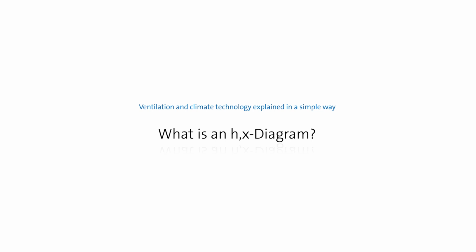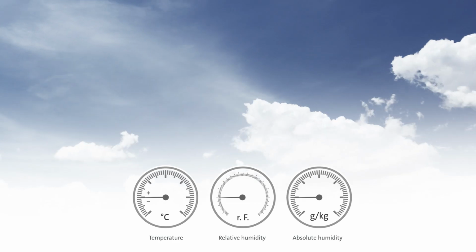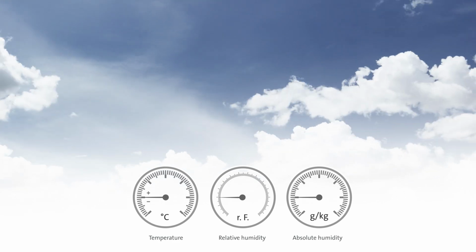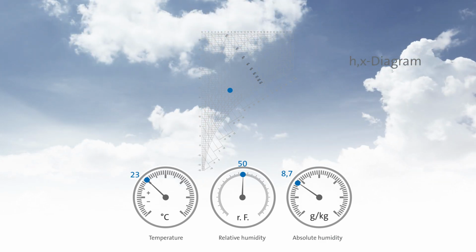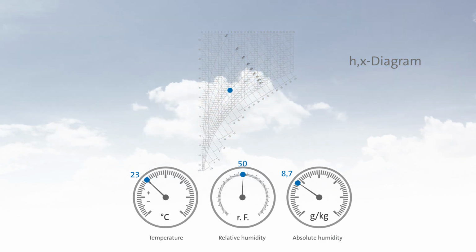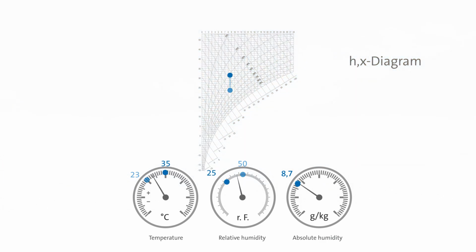What is an HX diagram? An HX diagram is an ideal tool for calculating air conditions as well as changes in air conditions. An HX diagram can be used to depict any air condition, and any change to air conditions can therefore be clearly illustrated.